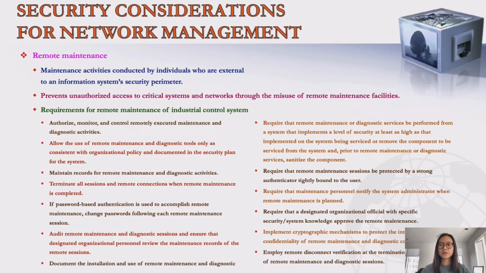Remote maintenance refers to the maintenance activities conducted by individuals who are external to an information system security perimeter. Remote maintenance is a convenience to the enterprise, and in some cases, it is a necessity for the organization. The principal security objective in remote maintenance is to prevent unauthorized access to critical systems and networks through the misuse of remote maintenance facilities. The U.S. Department of Homeland Security has compiled a list of requirements for remote maintenance of industrial control systems, which are applicable to general IT systems as well.